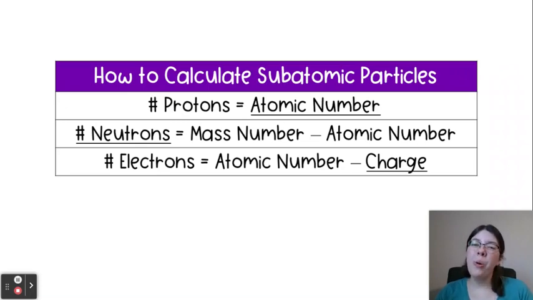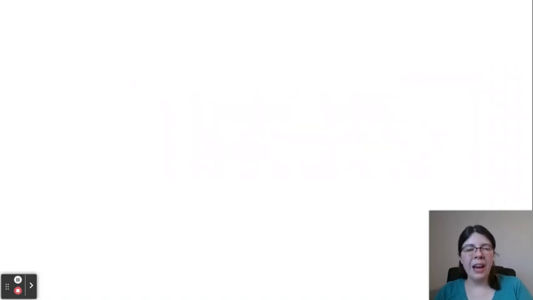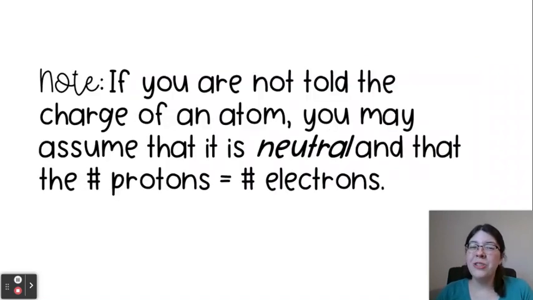And we're going to spend a whole lot more time talking about charge when we get to ions. But for right now, a general rule of thumb is if I don't tell you otherwise, you can assume that your atom is neutral, meaning the number of protons is equal to the number of electrons, which would also be equal to the atomic number. Again, that's only if it's neutral. Unless I tell you otherwise for right now, assume that the atom is. So protons equals electrons equals the atomic number.